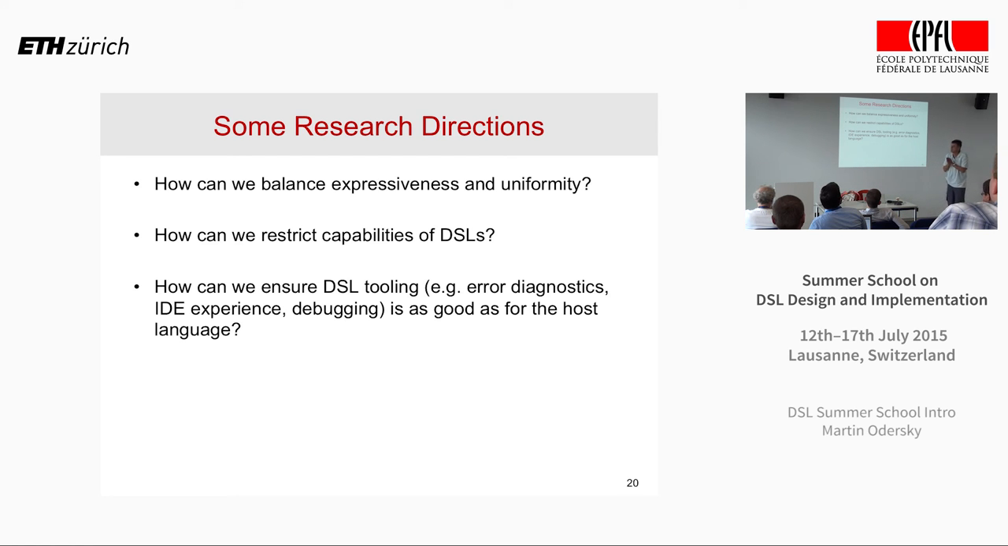So for me, some of the research directions in DSLs would be a non-exclusive list, but three points that I think would interest me particularly would be the first one: how do we balance expressiveness and uniformity? So how can we somehow avoid this sort of everybody going in a different direction that they find is great but other people find horrible?